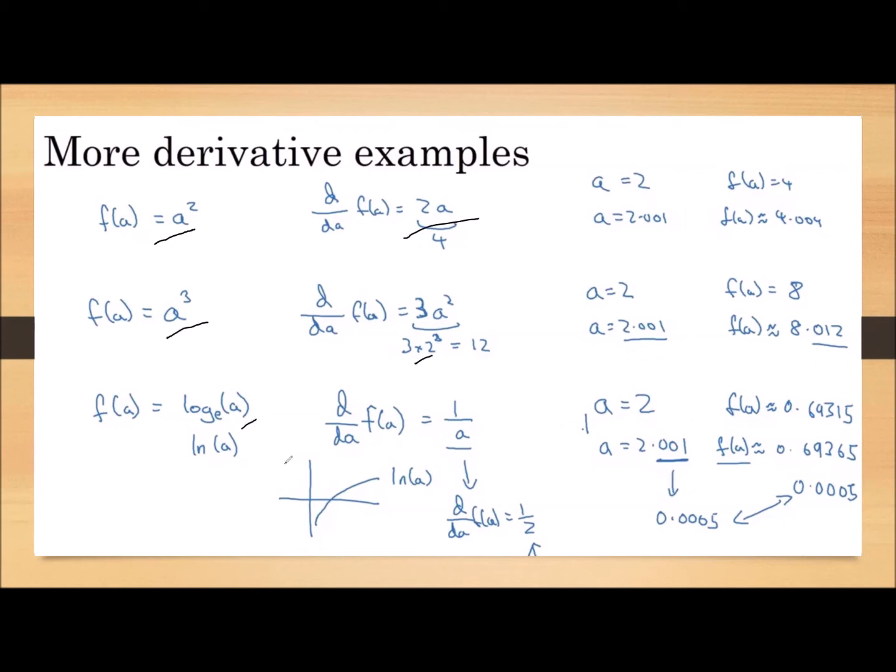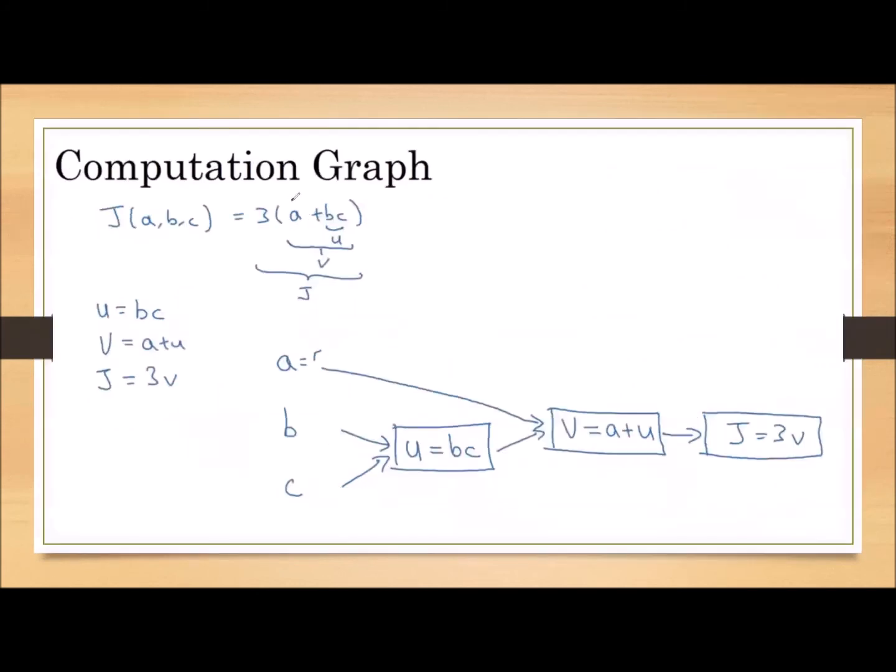So when we are doing the differentiation of log a with respect to a, that means when I change a by a small fraction, what is the change in the logarithm? Now we have taken a cost function, 3 into (a plus bc). This is a random expression I have taken.